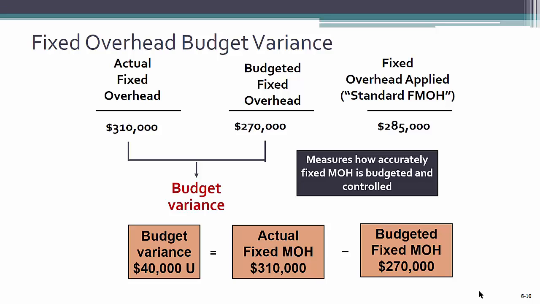Here, we assume actual fixed manufacturing overhead was $310,000, and our budget said we'd spend $270,000 for fixed overheads, so we're not looking very good. We spent more than we planned to on fixed overheads, so the budget variance is $40,000 unfavorable. That's 310 minus 270. And next up is the volume variance.